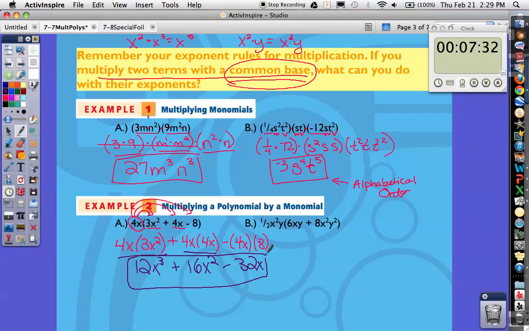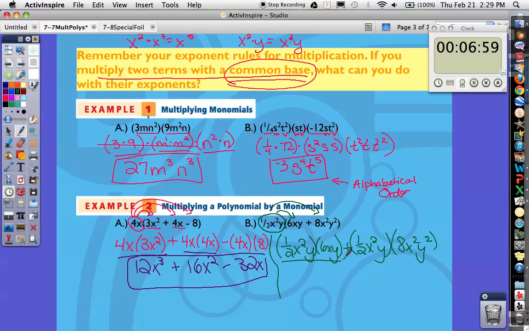Try B for me. If you need to pause for a second, you can, and then check your answer with me. So B, I'm taking this 1/2 x squared y and giving it to each of these two terms. I would like you to take the time to write out this step because this can get messy. There's a lot going on. Lots of x's and y's, lots of variables here. Do one term at a time.